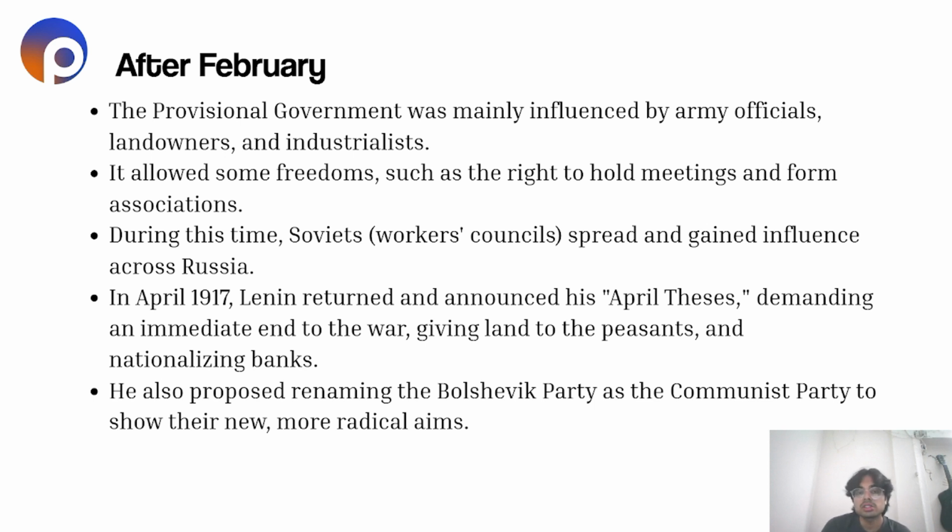So everything was socialized. He also proposed renaming the Bolshevik Party as the Communist Party to show their new, more radical aims. Lenin changed the name of the party from the Bolshevik Party to the Communist Party.